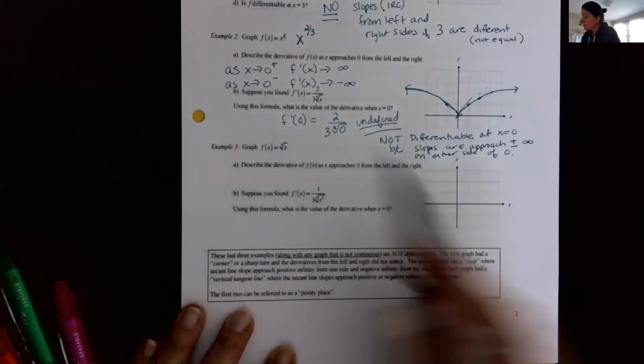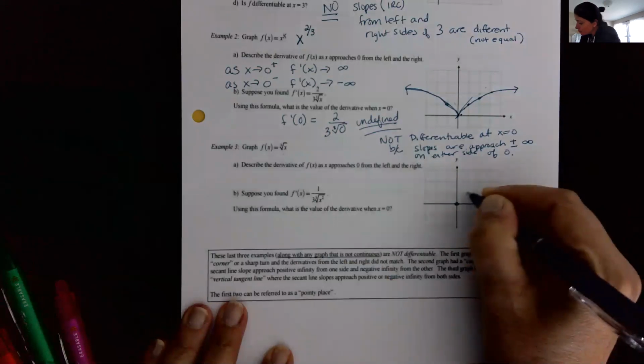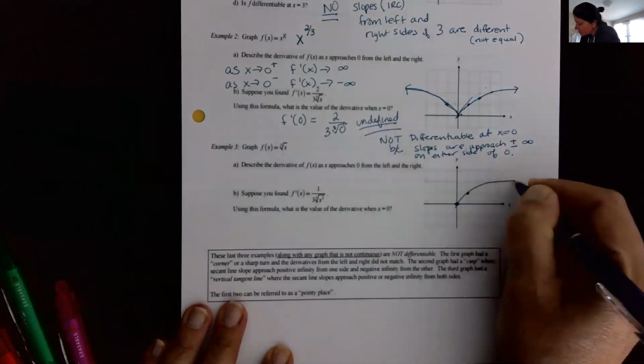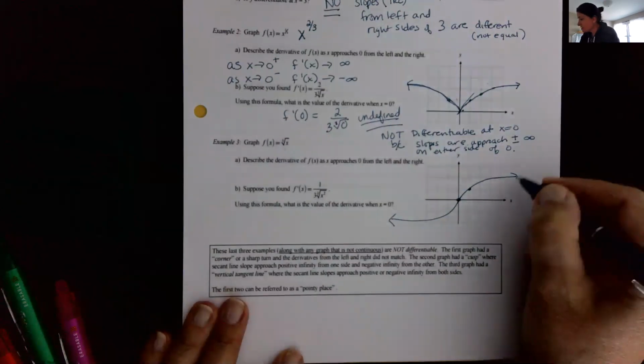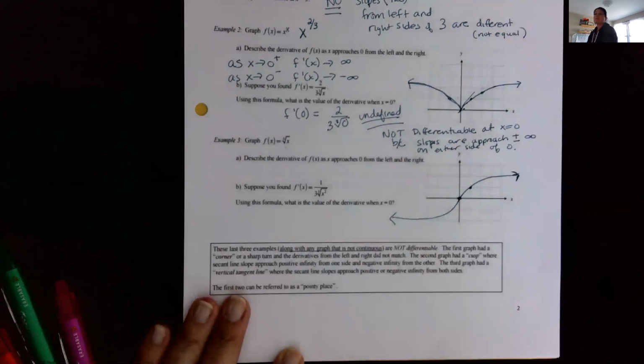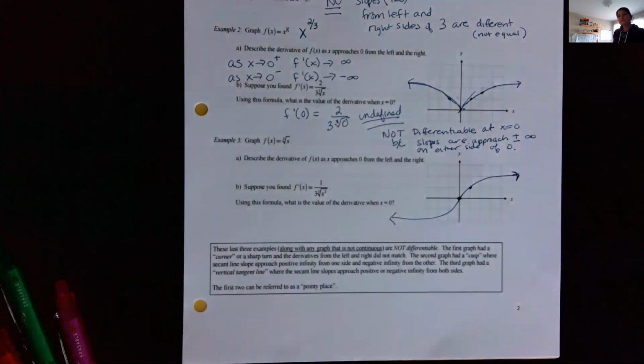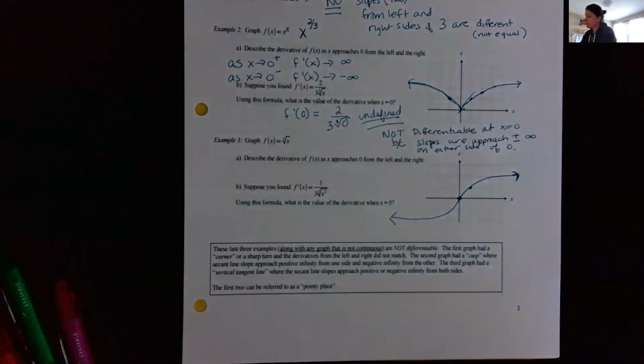All right, cube root of x. We should be able to do this one pretty easily. I'm just going to sketch it in. Cube root of x, something like that. Sorry, that's a crude drawing, but cube root. Describe the derivative of f of x as we approach 0 from the left and the right.